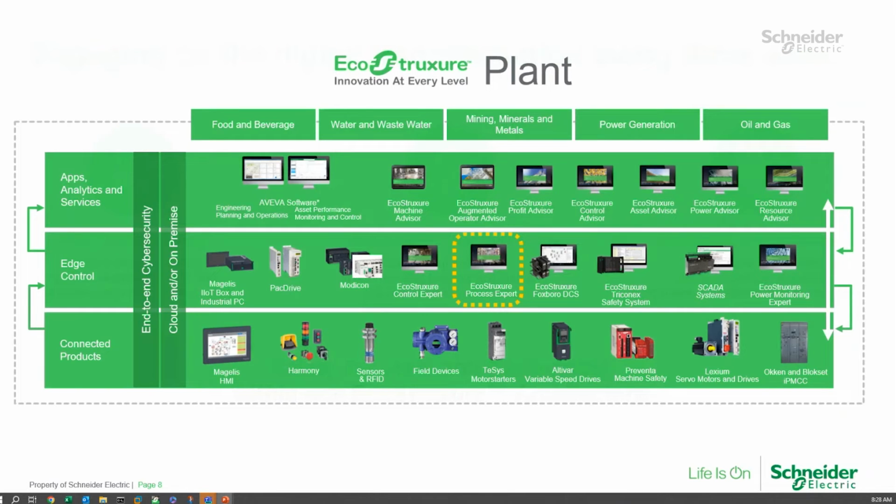We've all seen the EcoStruxure three-layer cake here, with the edge control layer being the primary one where the work is done. And that's where EcoStruxure Process Expert sits, firmly in the edge control layer. We'll see that it does interface directly down to devices in the connected products layer and to systems up in the apps, analytics, and services layer as well. So we really do have a full EcoStruxure implementation when we use Process Expert.